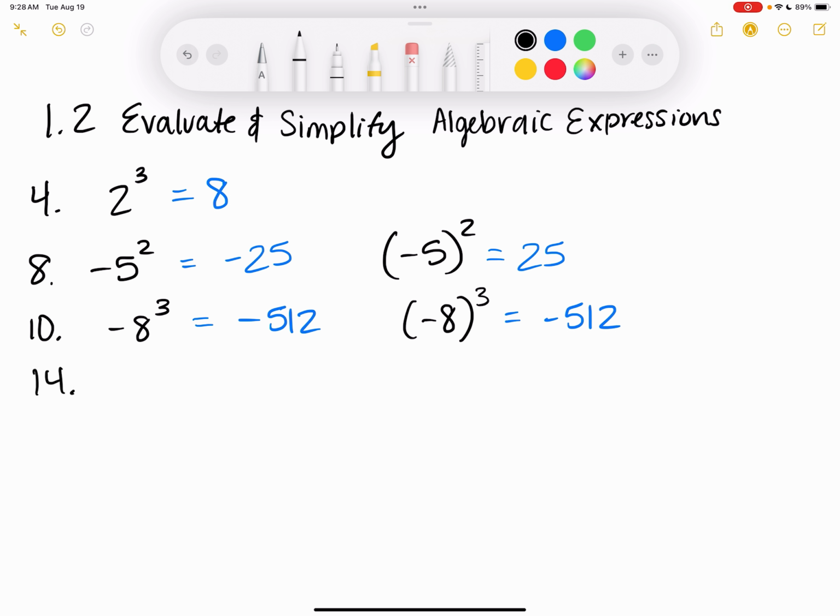14. -2 raised to the 8th. So first of all, is it going to be positive or negative? Positive, and then 2 to the 8th. I need a calculator. No, you don't. Just count them out. 256. Yep. 256. You do this. I gotta use mine.